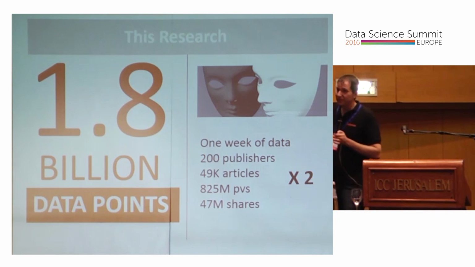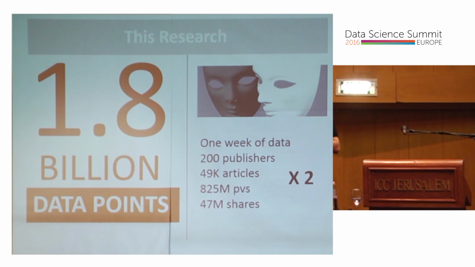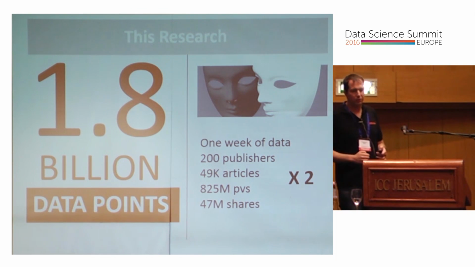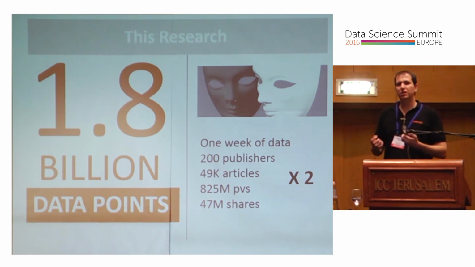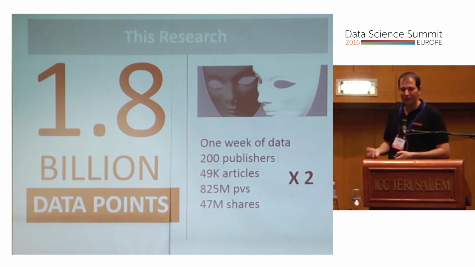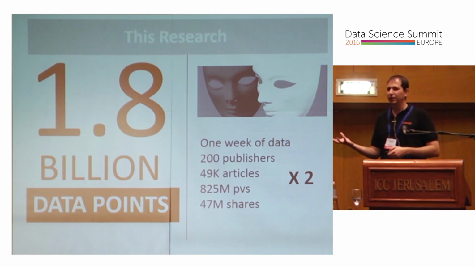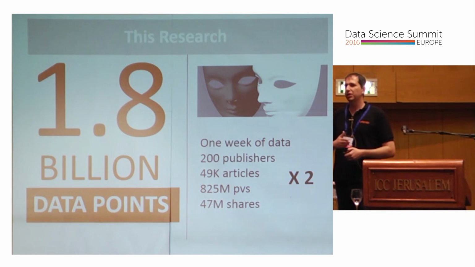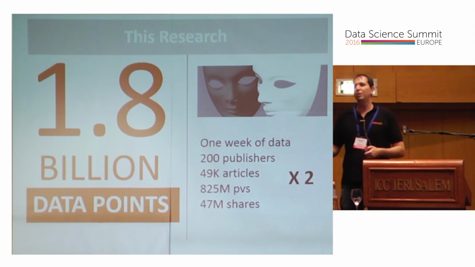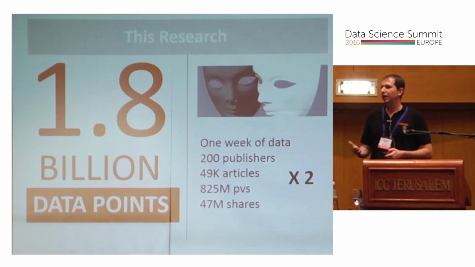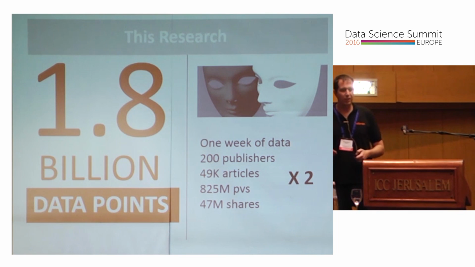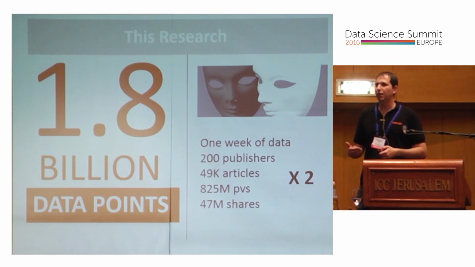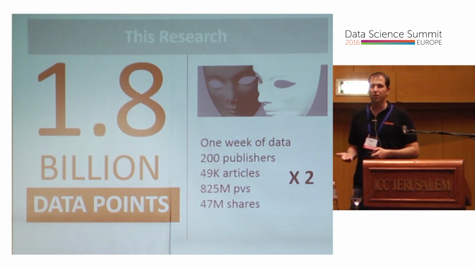For the sake of this research, we only used 1.8 billion data points, which is relatively small in terms of what Outbrain utilized. We wanted, again, to see the difference between popularity and shareability. We took 1 week of data, which gave us about 50,000 articles. They range across 200 different publishers worldwide that gave about 800 million page views, and for which those articles accounted for almost 50 million shares.